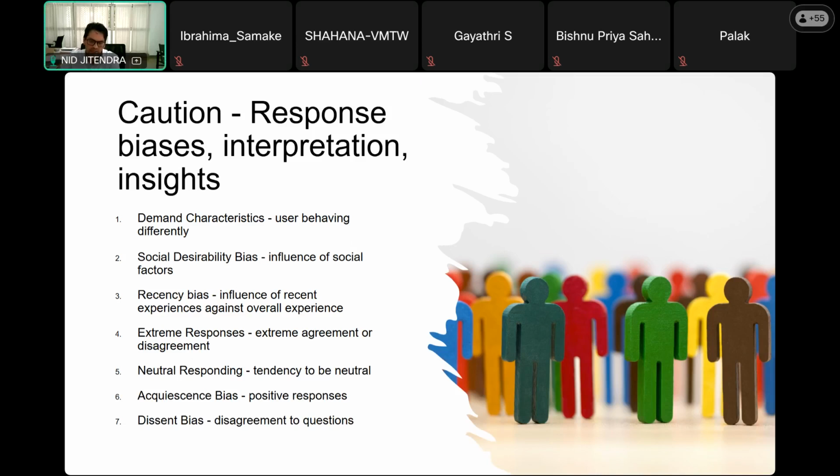Basically, when you do research, there are possibilities that you will come across multiple challenges, and those challenges need to be understood beforehand when you go for any type of planned research. Those could possibly be response biases, interpretation, and challenges of insights. Every time you do research, you will find that people are giving you information which is beyond your interpretation.